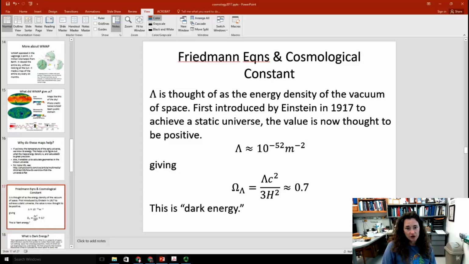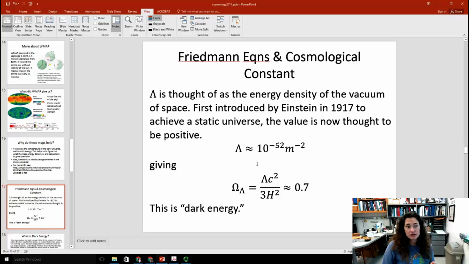Now we think that this value is positive. Now remember, I told you that it is really, really close to zero, and it is. Lambda is 10 to the minus 52 meters to the negative 2 approximately. So it's a very, very tiny little number. But even that very, very tiny little number gives us a dark energy density of 0.7, okay, or so.